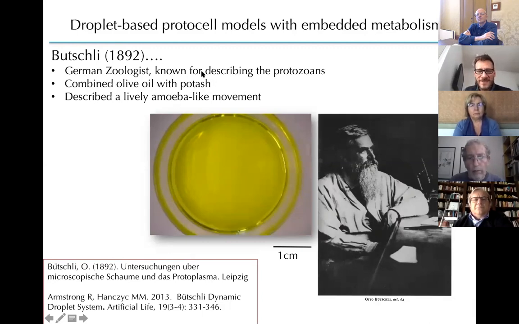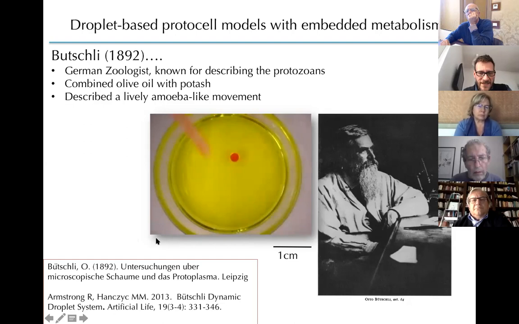And then he added potash to it. So this is basically, potash is a source for the name potassium. So it's potassium hydroxide. So you're adding a base to the system. And you add a strong base to this, and this is what it looks like. First red droplet here is just pure water in olive oil.